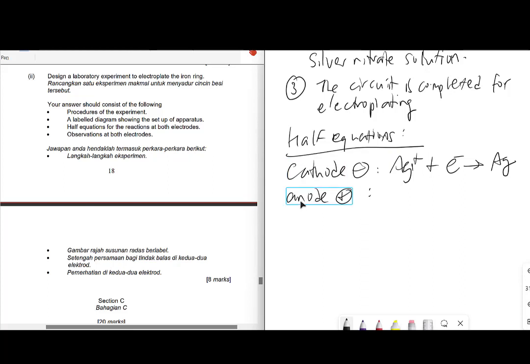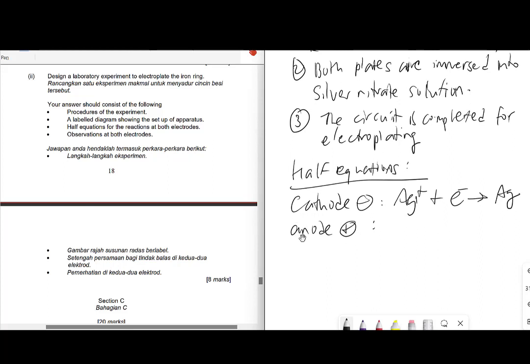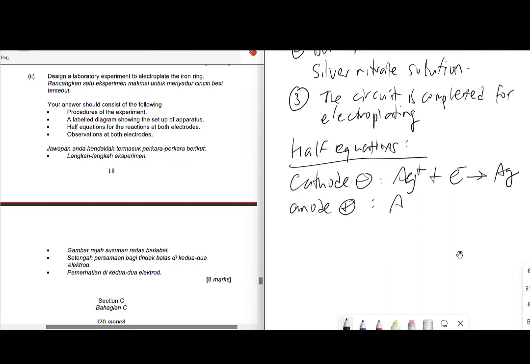Next, an ox: the anode is where oxidation occurs. And once again, look at what the anode is made from, the silver plate. So the silver will oxidize by losing electrons and form Ag+.